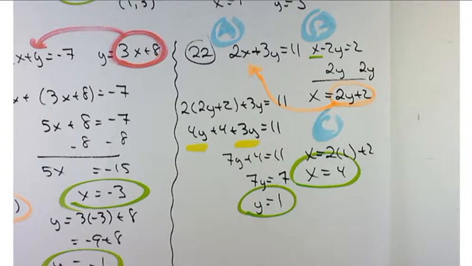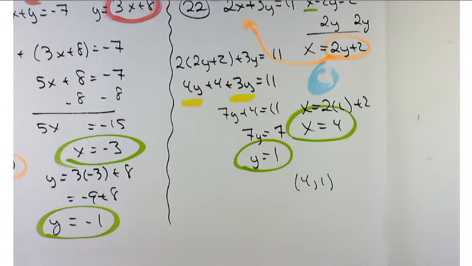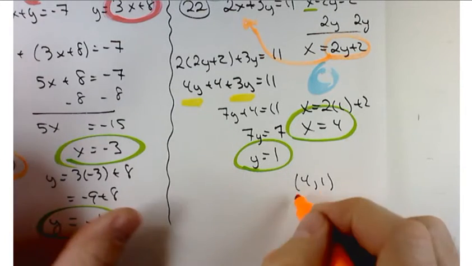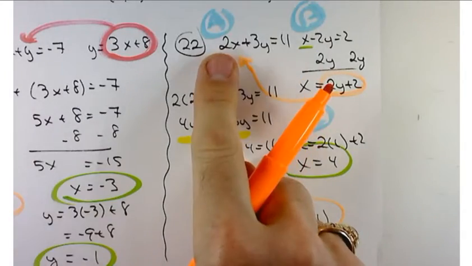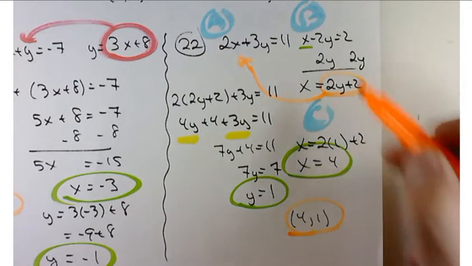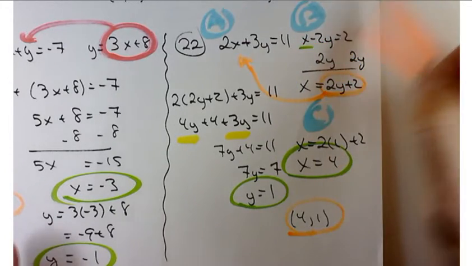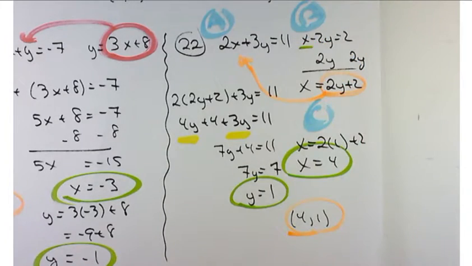Plug it in. Your point here, with coordinates 4 and 1, should satisfy both equations. 2 times 4 is 8, plus 3 times 1 is 11. Okay, it works in the first one. 4 minus 2 times 1, 4 minus 2 is 2. It works. There's no reason you should get these wrong on an exam if you take the time to check it, because you'll find out real quickly if you got it right or not.